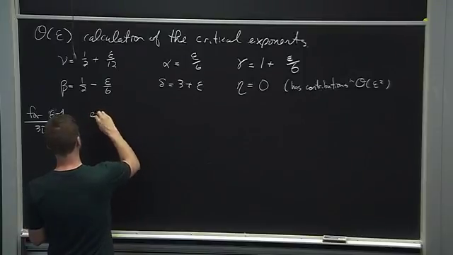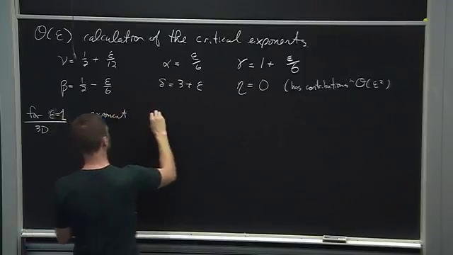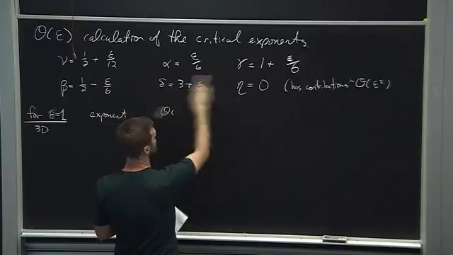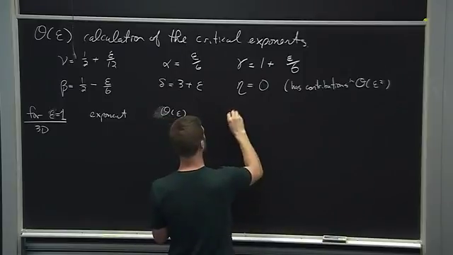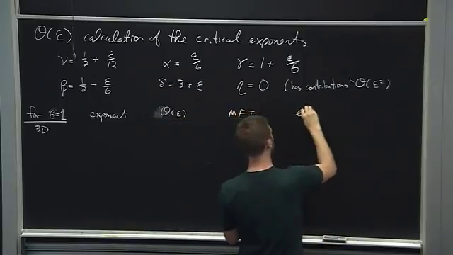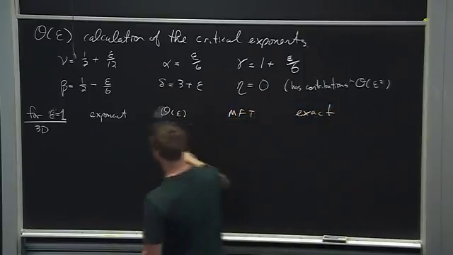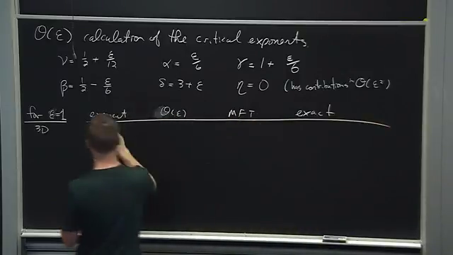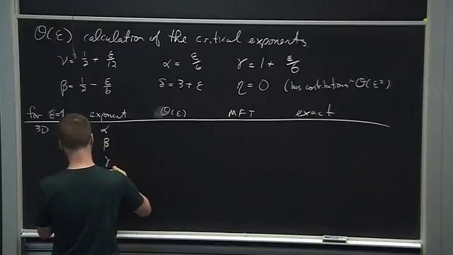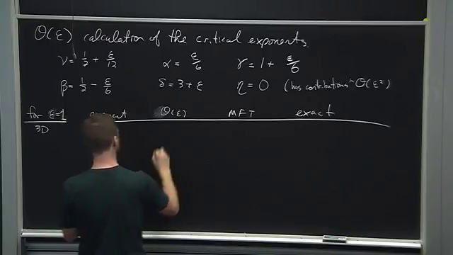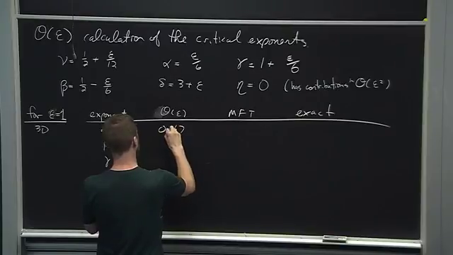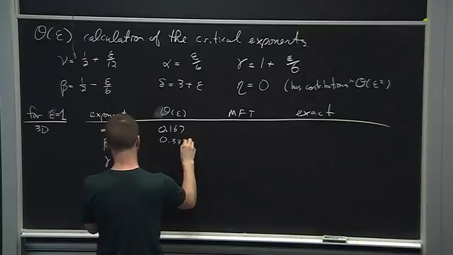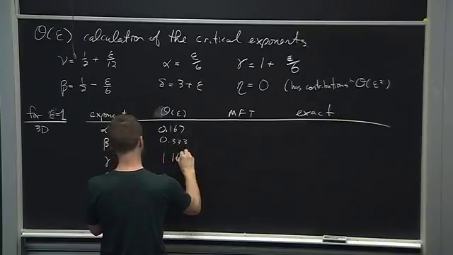So for 3 dimensions, let me just write them. So I'll do the exponent. Let's see, order, I'll just plug in this. Remember mean field theory, and then what's known. I'm going to talk about how these exact calculations are done. So 0.167, that's alpha. 1.167 for gamma.